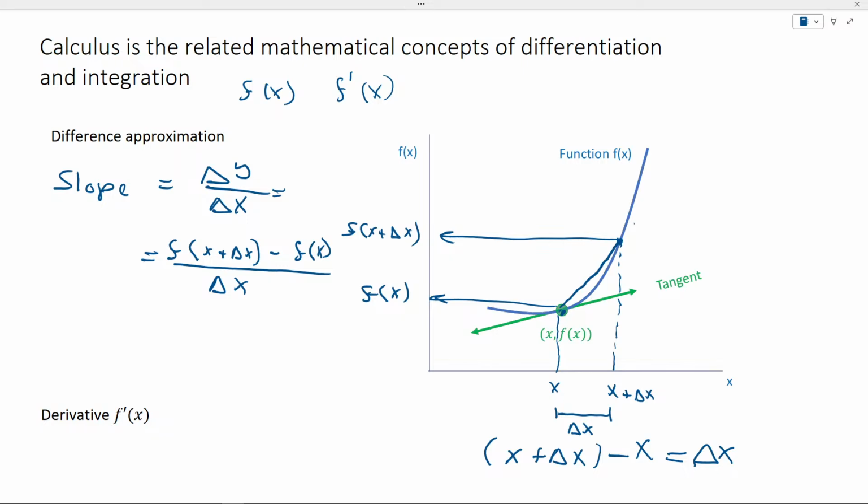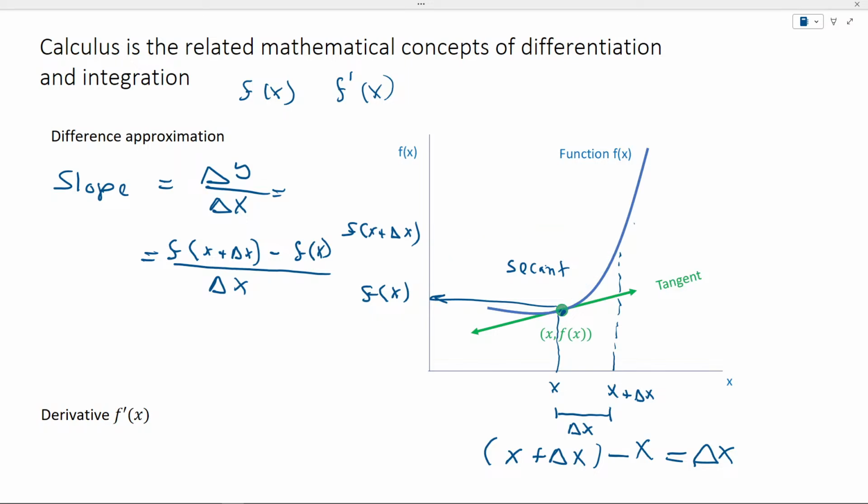But I have a problem here. Is the slope of this secant line equal to the slope of the tangent? I mean, it's an approximation. It's not a bad approximation, but not a great one, because you see, the slope of this line is a little bit different than the slope of the curve at this point.